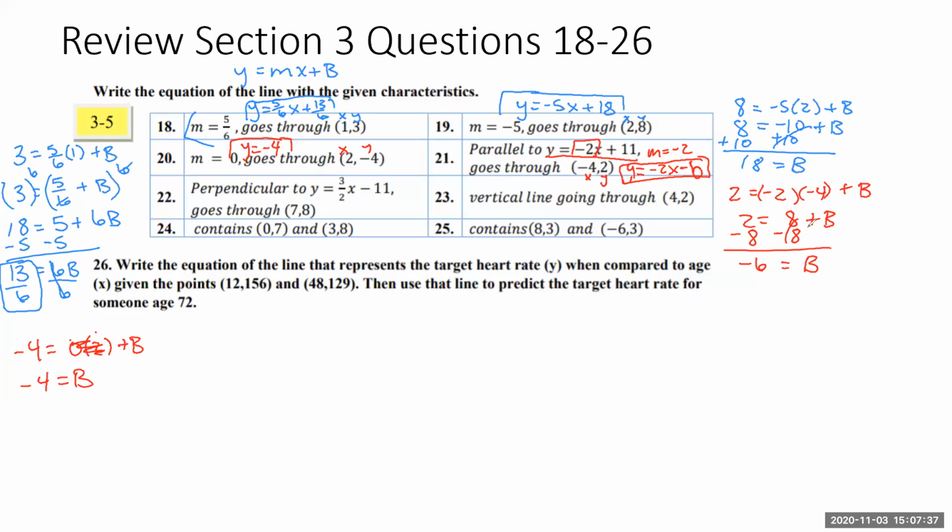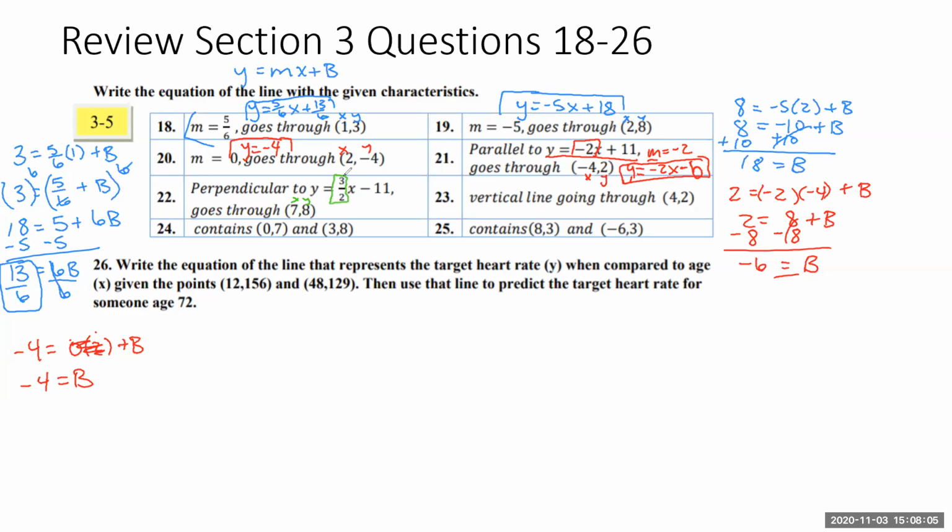So yep, just remember that we just need the b and the m to find the equation of a line. Going on to number 22, I'm going to use a different color again for these two. But going on to 22, we're trying to find perpendicular to y equals 3 over 2x minus 11 and goes through 7 and 8. So we have an x and a y.